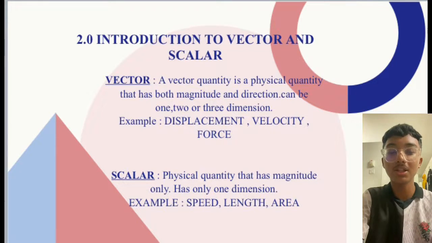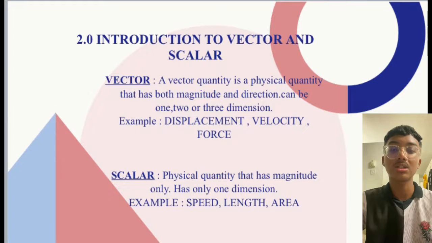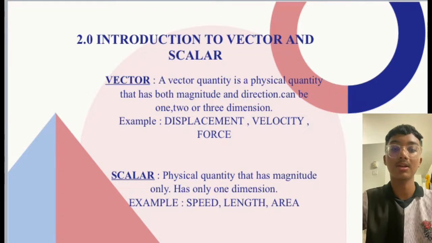A vector quantity is a physical quantity that has both magnitude and direction. It can be 1, 2 or 3 dimensions. Examples are displacement, velocity and force. A scalar is a physical quantity that has magnitude only, with only one dimension. Examples are speed, length and area.